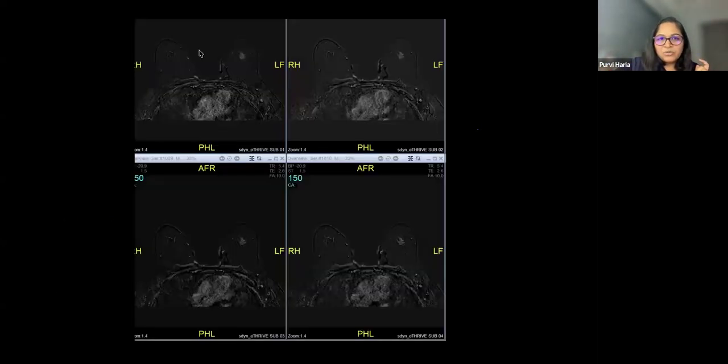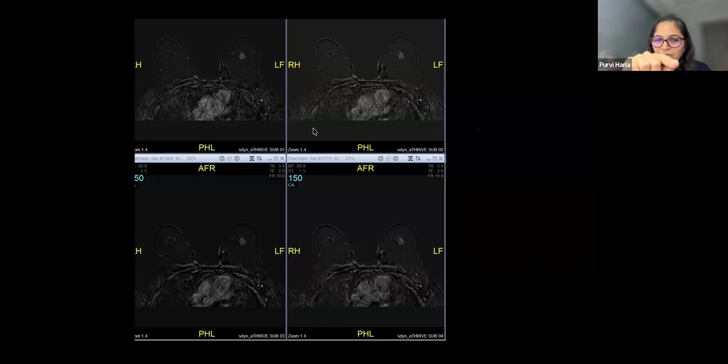How do these images look? This is how it looks. This is the first subtracted image. What we are seeing in this image is only the contrast, subtracted from the mask phase. So this is the first phase, this is the second subtracted phase, this is the third phase, and this is the fourth phase. Now you see this lesion showing enhancement. You are seeing spiculations, which are seen well, and you are seeing the lesion.